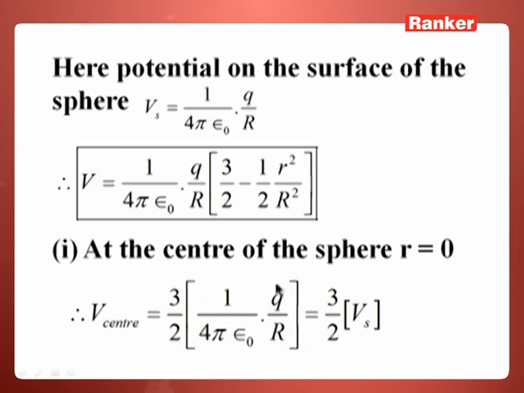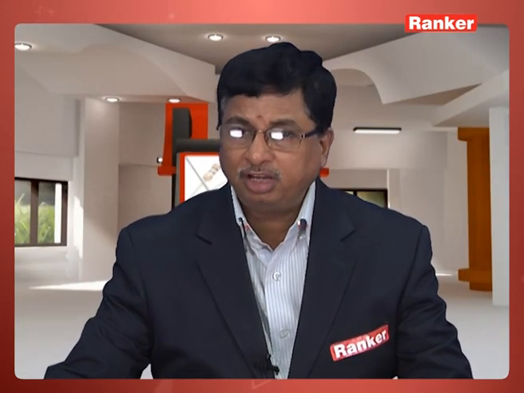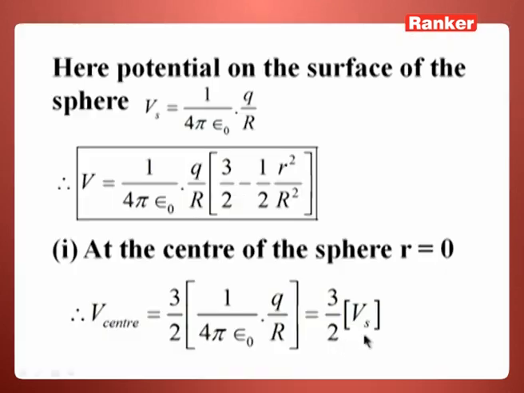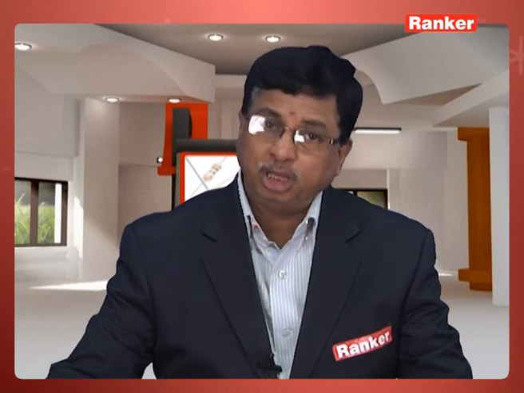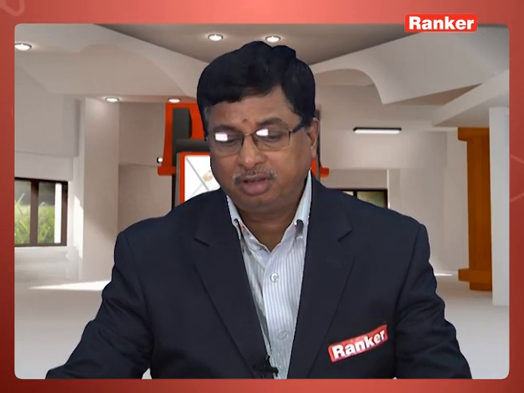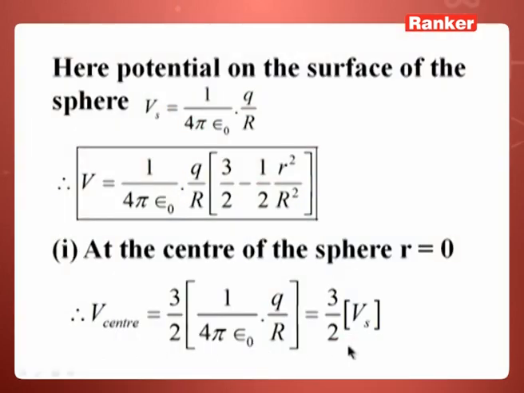Now if you look carefully, 1 by 4 pi epsilon naught into q by r is the formula for potential at any point on the surface of the sphere. Therefore, what can we rewrite this as? 3 by 2 times the potential at the surface, that is, the potential at any point on the surface of the sphere. So what can you conclude from this equation? Potential at the center is equal to 3 by 2 times the potential at any point on its surface.